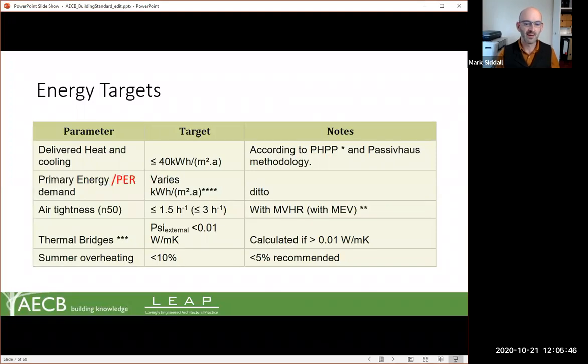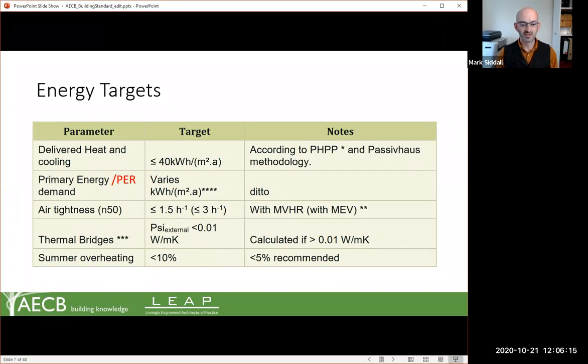And more recently, we're now introducing the PER under the umbrella of the AECB Building Standard, whereas previously that's been excluded. In terms of air tightness, what we see is a relaxation compared to Passivhaus. So we have an air tightness target of 1.5 if we're using MVHR, or if there's MEV, then an air tightness of 3 air changes per hour is acceptable.